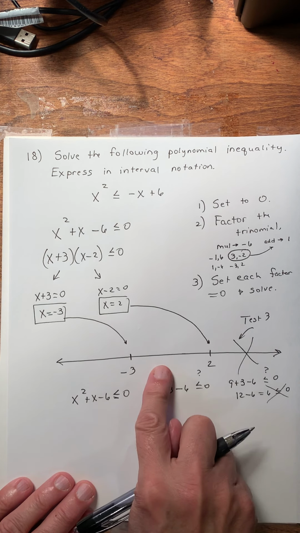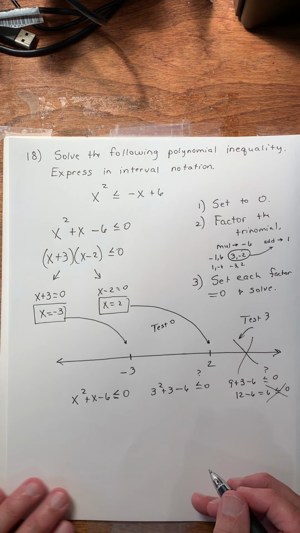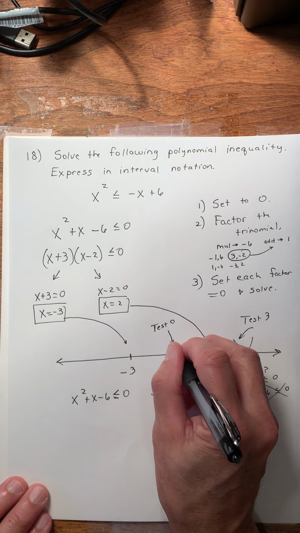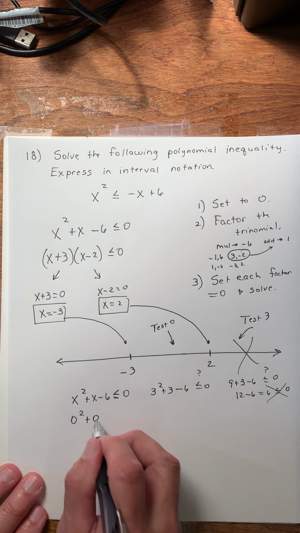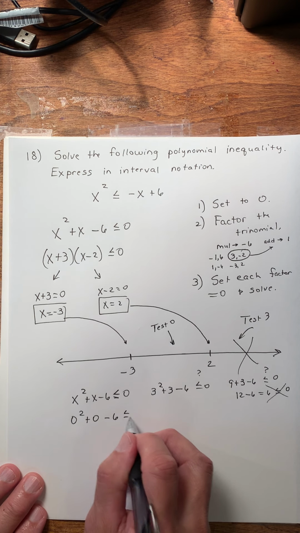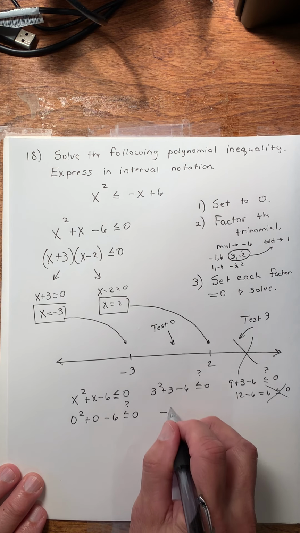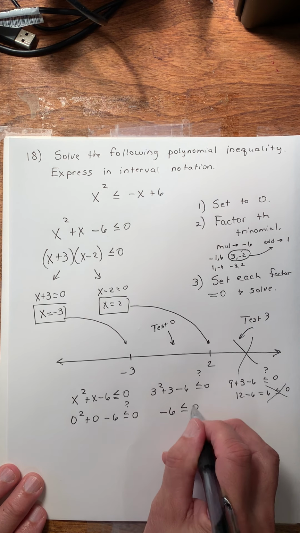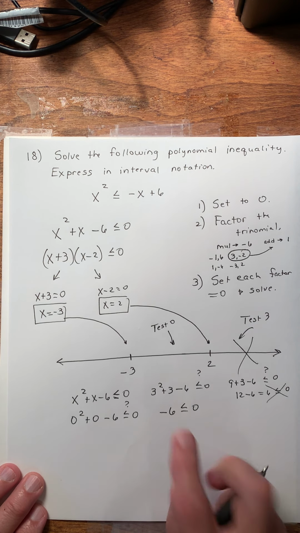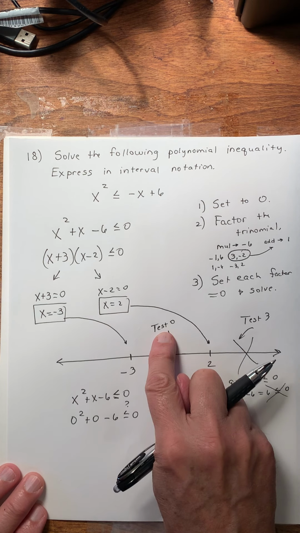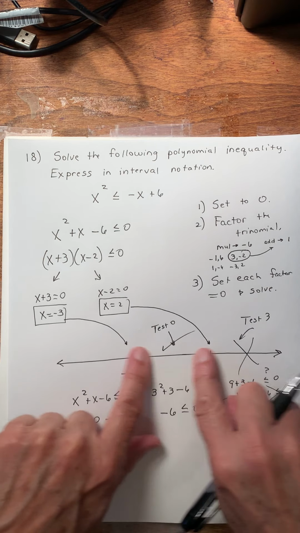This is not part of my solution set. Let's test something in here. If 0 is an option, always use it. It makes it very easy. Let's test 0. It's in here somewhere, right? That means 0 squared plus 0 minus 6. Is that going to be less than or equal to 0? It's negative 6. Is that true? Absolutely. Negative 6 is less than or equal to 0. This value works. That means this whole section works.